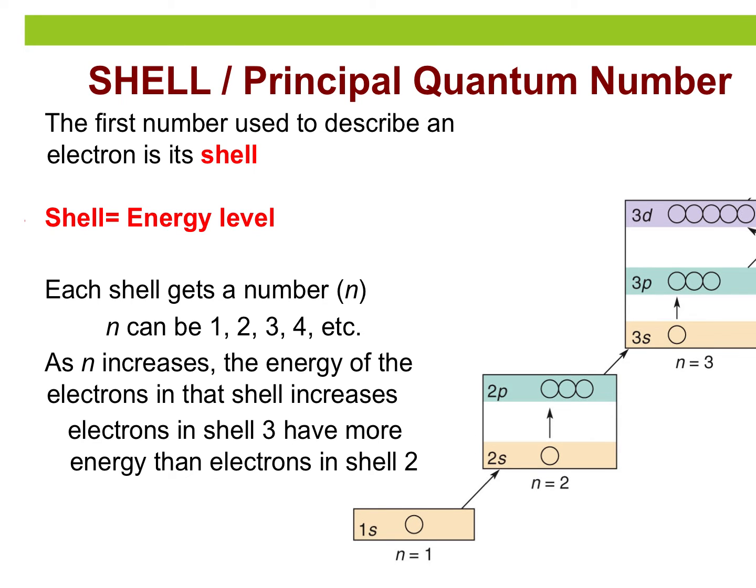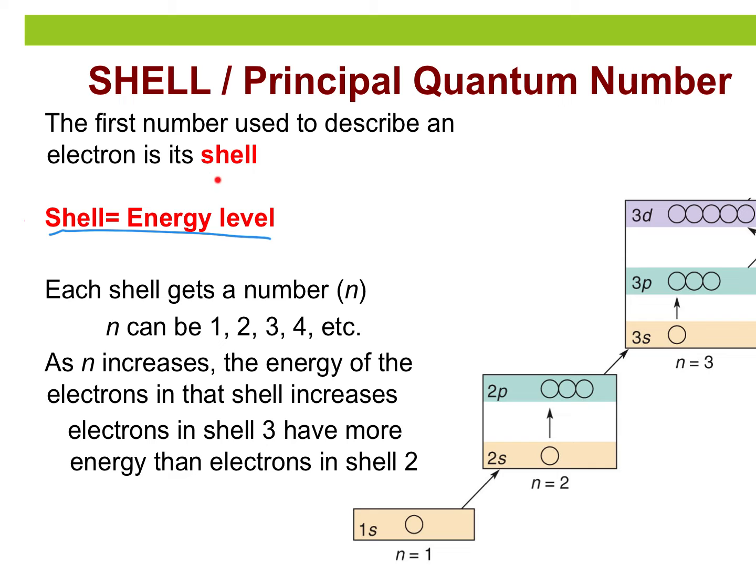The first term is the shell number. Other books might call it the principal quantum number. However, which one do you think is easier to remember? Shell. So we're going to call it the shell number. The shell number describes the energy level. So in your notes, you just need to know that the shell is the energy level. When we describe electrons, it's the first number we use to describe an electron.